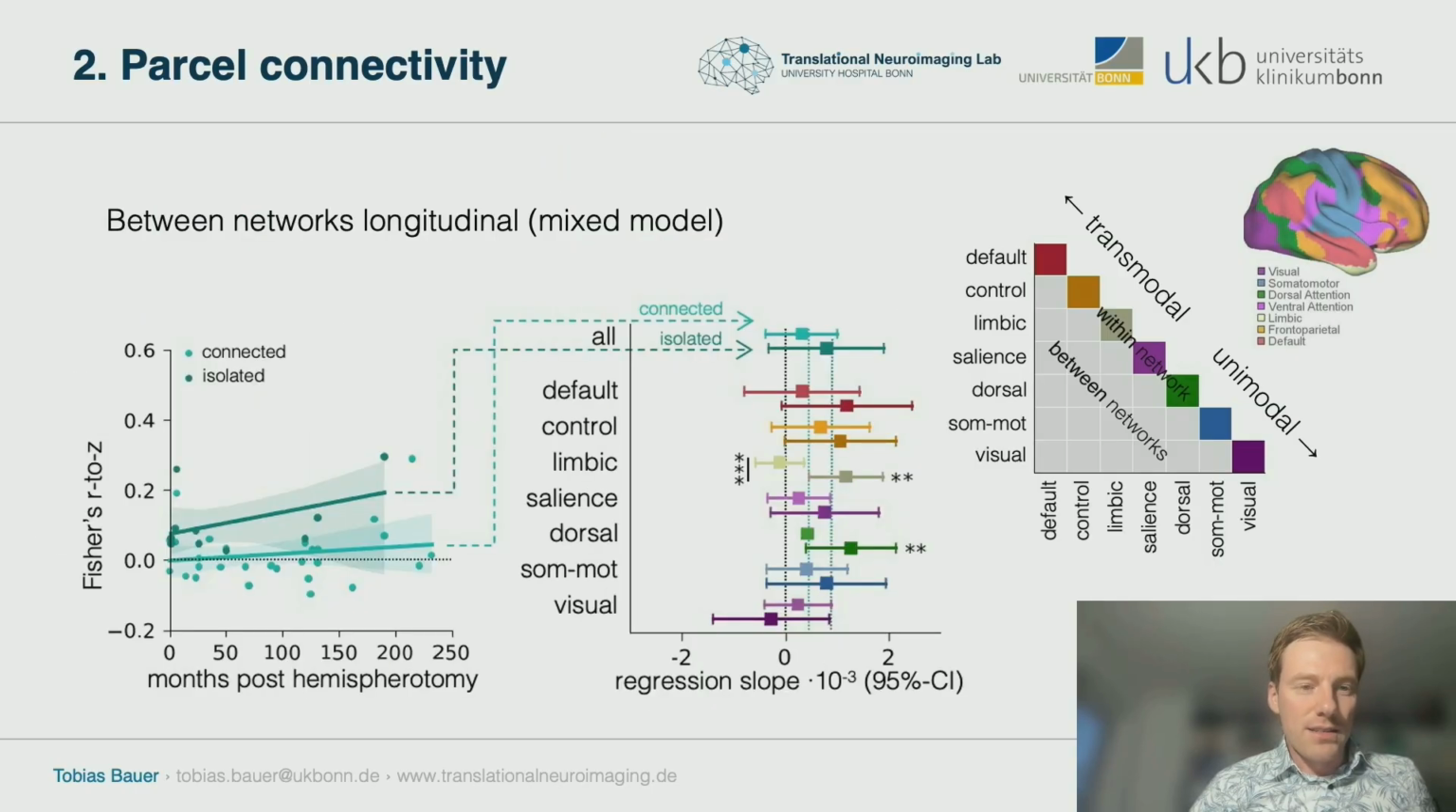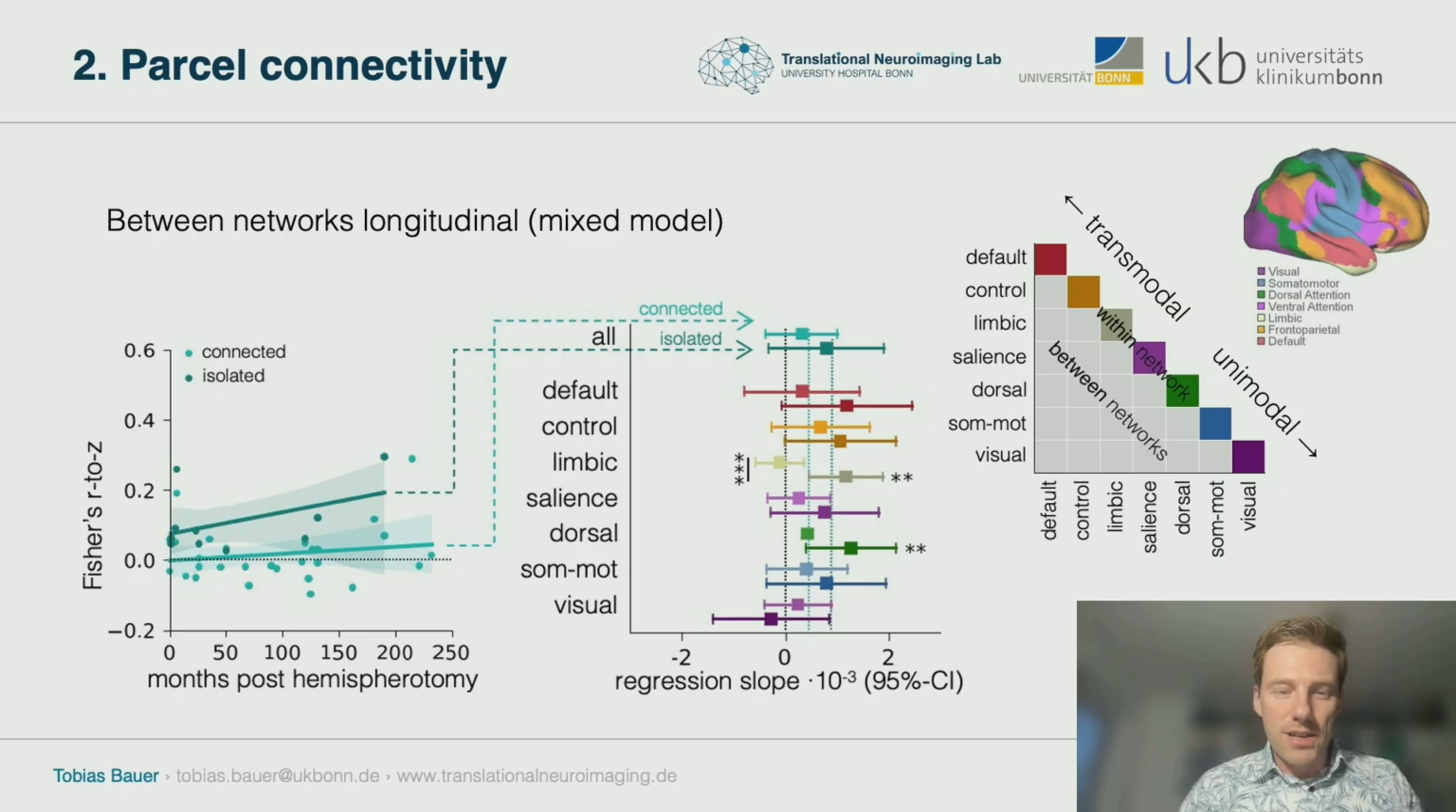On the left side, you can see a plot for between network connectivity that we assessed in a mixed model, since we had several post-operative scans in the 2 cases, as I said earlier. And here we observed that between network connectivity in both hemispheres increased with time post-hemispherotomy. It increased even stronger in the isolated than in the connected hemispheres as a general tendency.